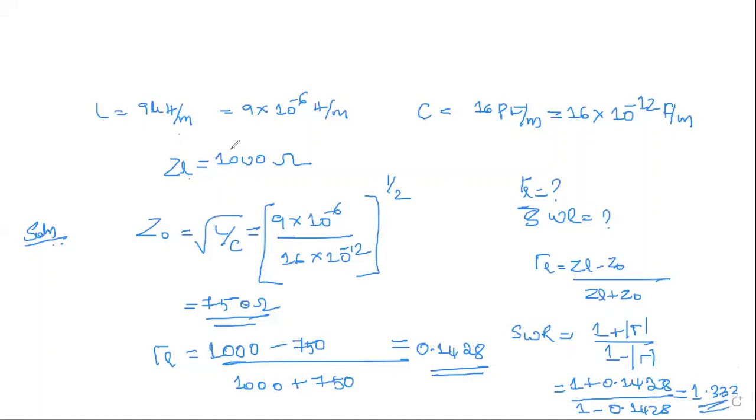So if only L and C are given, you can use the formula of Z0, substitute the values, find out the reflection coefficient, then find the standing wave ratio. Any confusion in solving? I'll clear the screen.